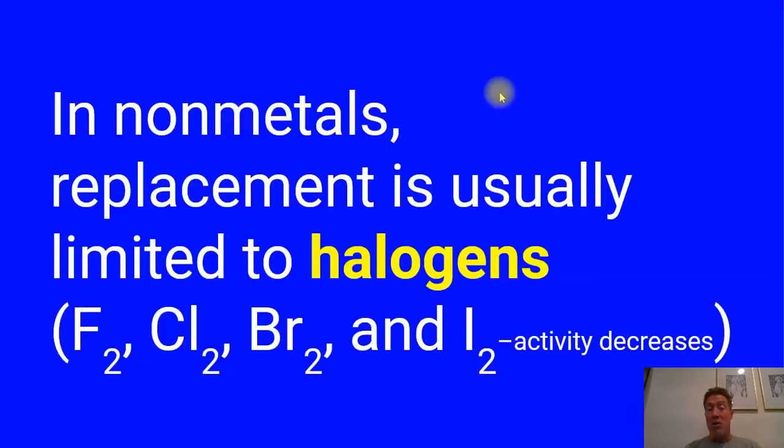In nonmetals, you can also have replacements, but it is usually limited to the halogens. And in this case, the halogens at the top of the chart will generally replace the halogens below it. So fluorine will replace chlorine, which will replace bromine, which can displace iodine.